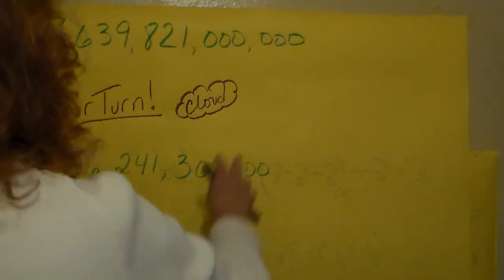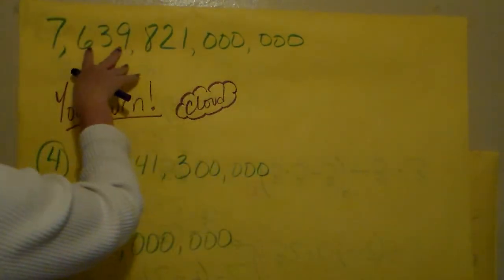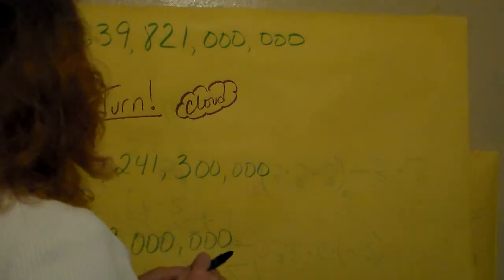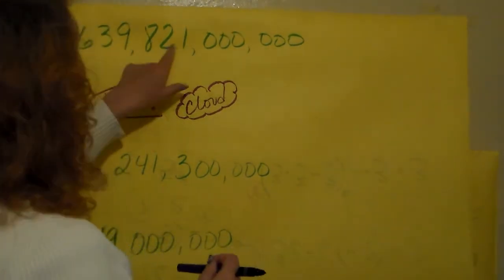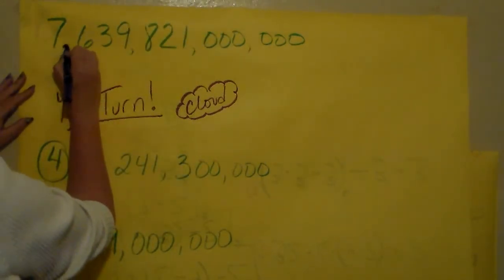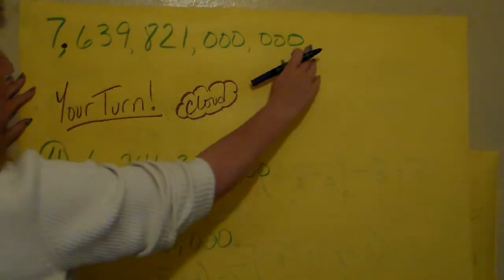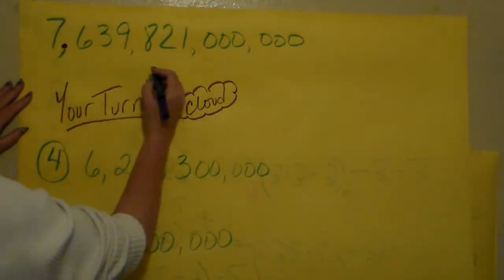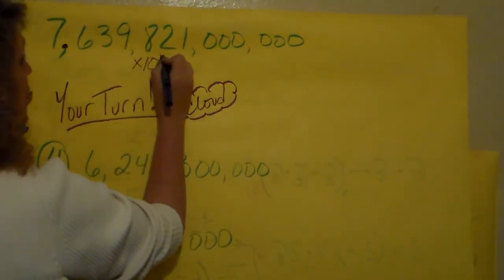Seven, let's see, millions, billion, trillion, 7,639,000,000,000,821,000,000. So, first thing we're going to do, we're going to put a decimal point right there. We're going to count how many times we move the decimal place. 1, 2, 3, 4, 5, 6, 7, 8, 9, 10, 11, 12. Times 10 to the 12th.